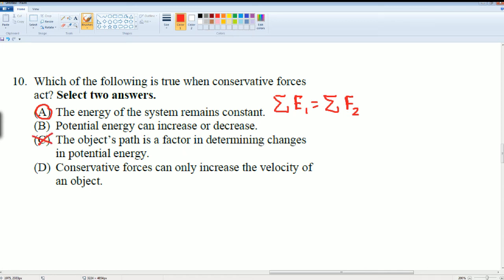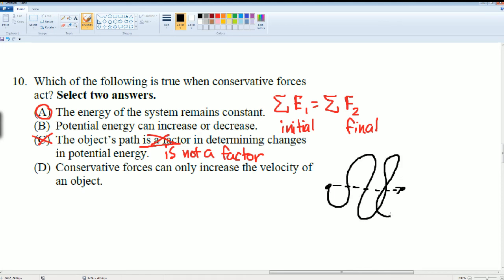The object's path is a factor in determining change in its potential energy. Oh, this is so wrong. The path is independent. It is not a factor. Why? Look at the mgh equation. All it cares about is its initial spot and its final spot. So what does that mean visually? Someone that goes one way and someone that goes another way have the same amount of energy, because energy is independent of path. All they care about is initial and final.